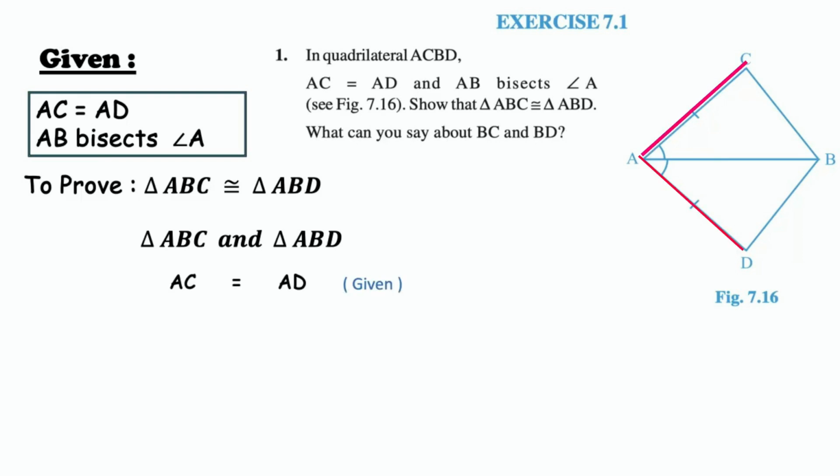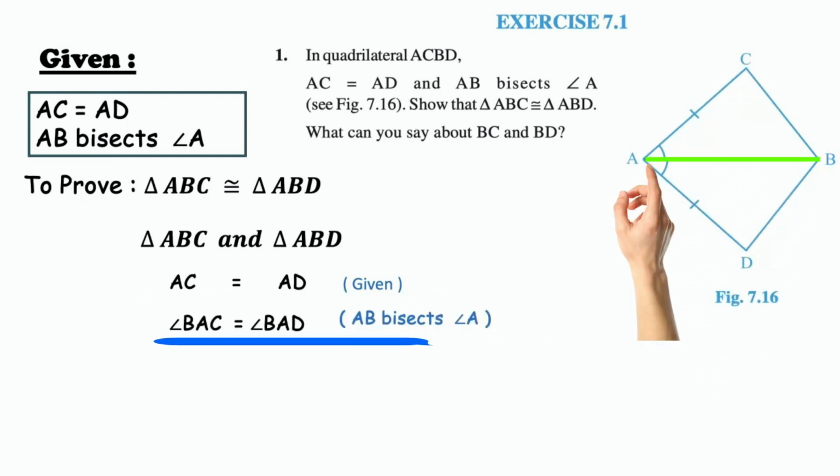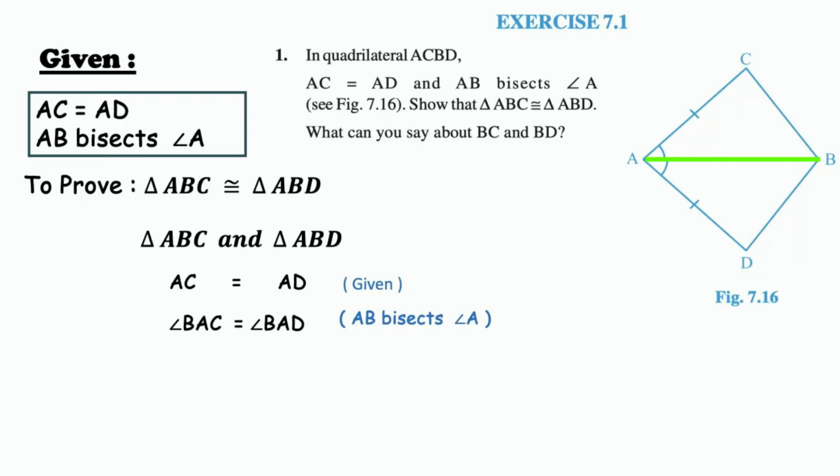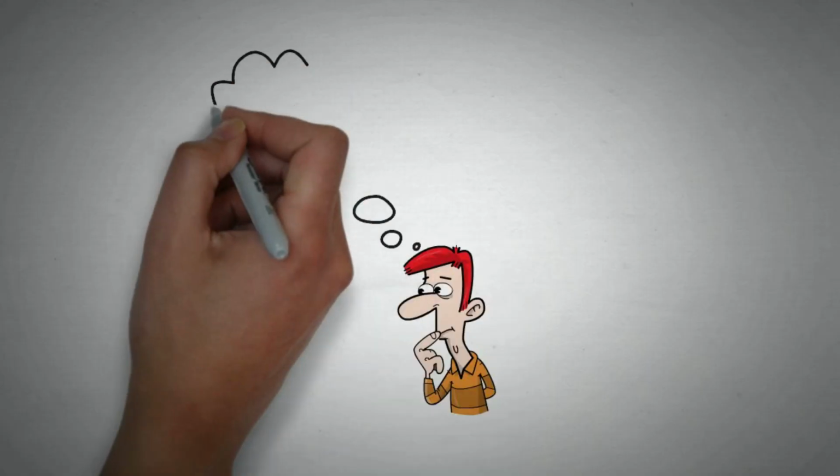In triangles ABC and ABD, the sides AC and AD are equal. AB bisects angle A. Therefore, we can say that angle BAC equals angle BAD. Bisects means equally divided. We can see that AB is a common side. If we compare both triangles, how can both be congruent? What are the criteria for congruent triangles?